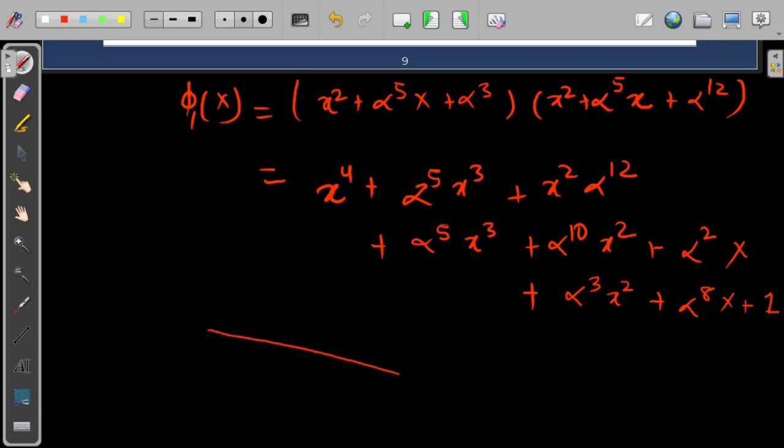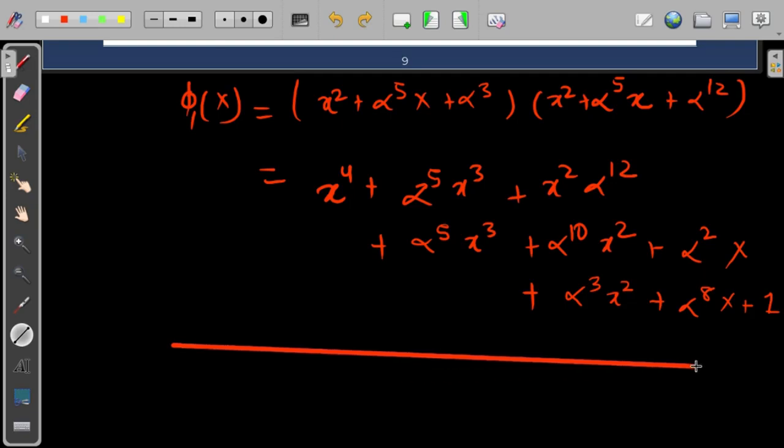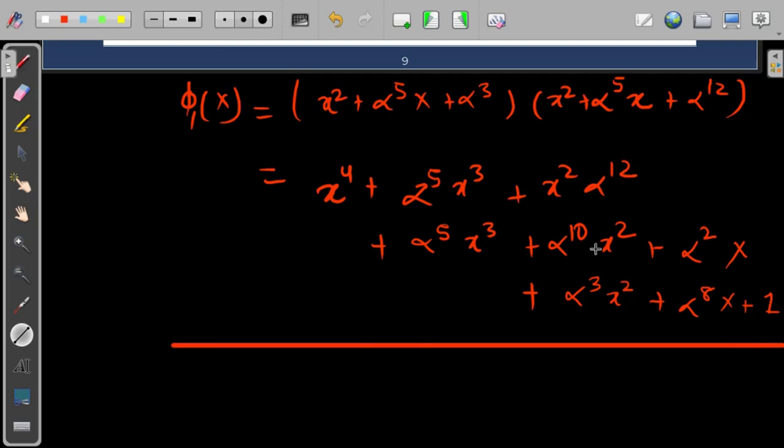So if I add all of them together, the result is going to be equal to x to the power 4. If you add this and this together, since this is basically XOR, right? These are going to be similar, so they are going to cancel out each other. So with respect to x cube, you have only 0.